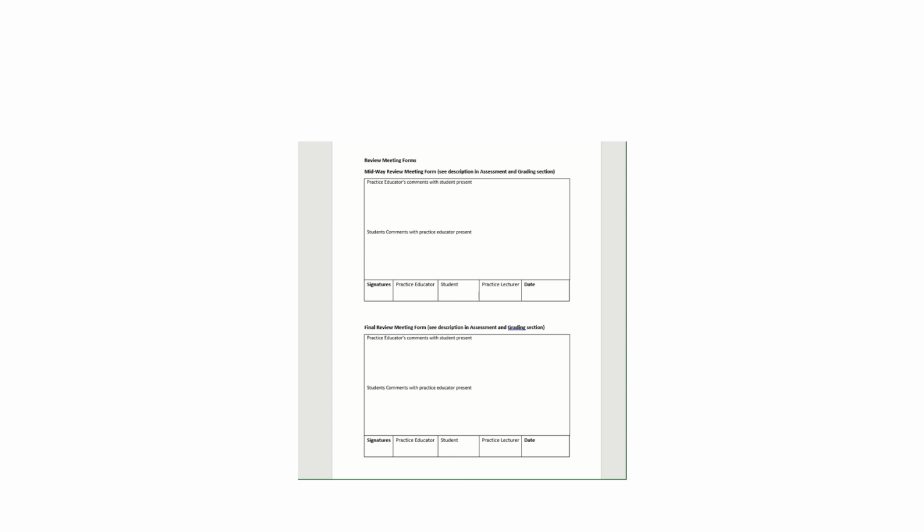You will see on this screen, it gives an opportunity at both the midway and at the final stage of assessment for comments by both the practice educator and also the student. You will also notice that the practice lecturer must sign off at both the midway point and at the final point. This can be done in the final review meeting.